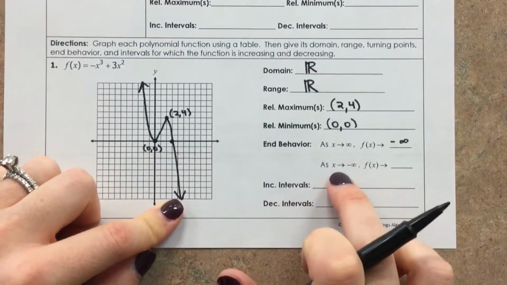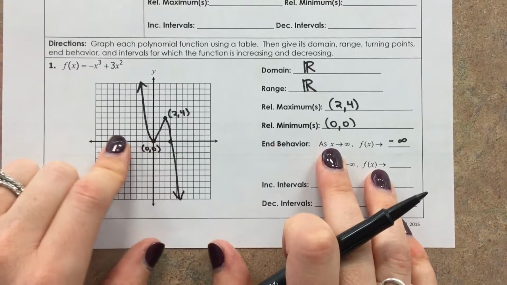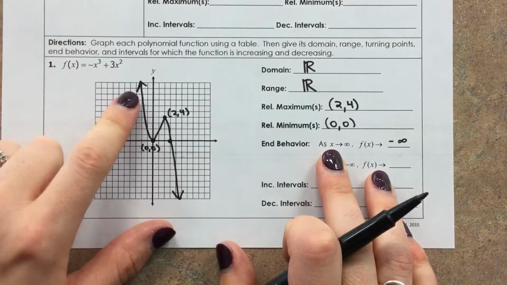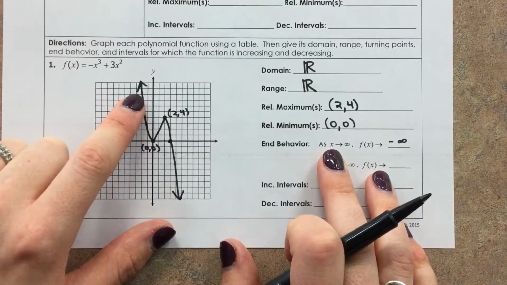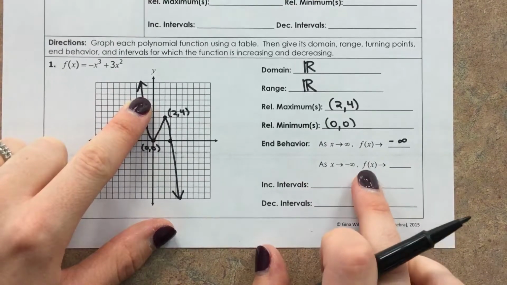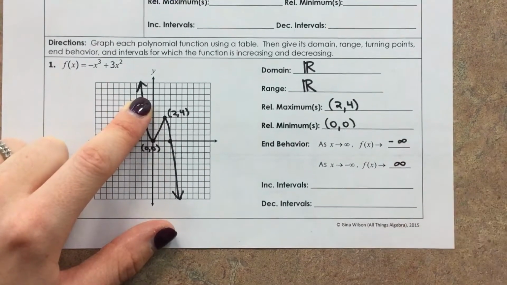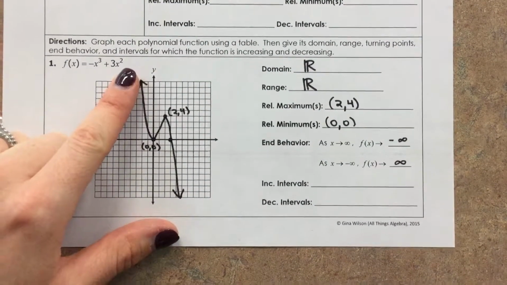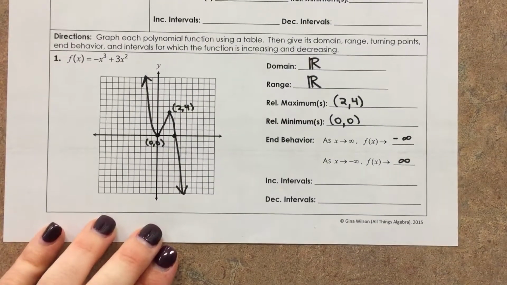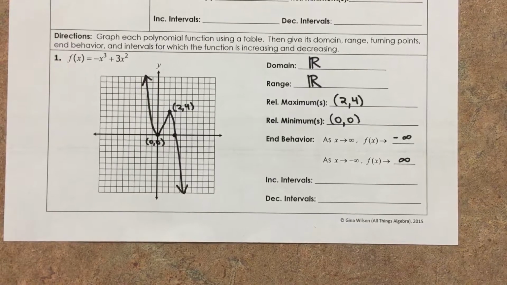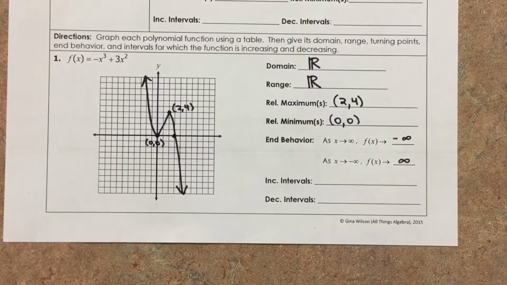This says as x approaches negative infinity, so that's the left end of the graph. The left end of the graph is marked by this arrow here. This arrow is going up. So we say the function values approach positive infinity, which means they just keep getting bigger and bigger. They just keep going up. Last thing we're going to write down is increasing and decreasing intervals. This part's a little bit tricky.